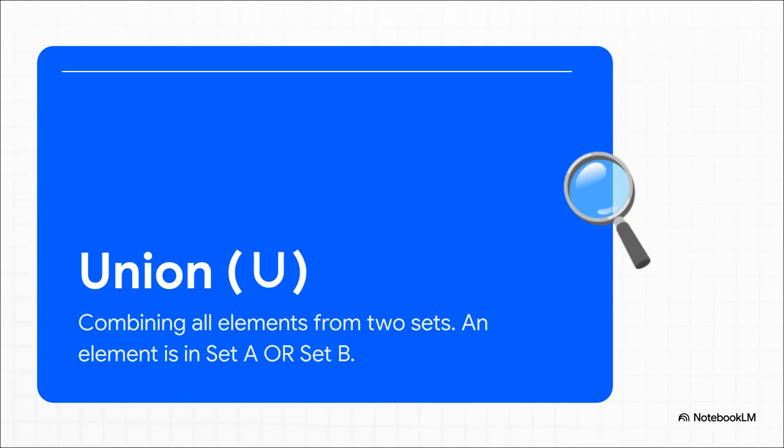First up, we have the union. Its symbol kind of looks like a U, which is handy because it's all about uniting things. You're just merging groups. So if you have a set with the numbers 1 and 2, and another set with 2 and 3, their union is simply 1, 2, and 3. It's anything that's in set A or set B.